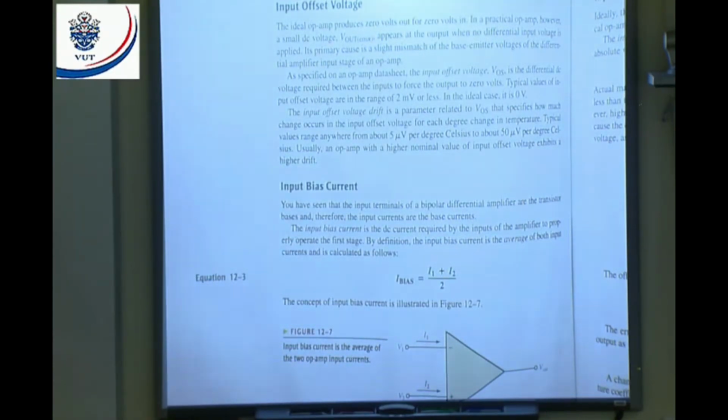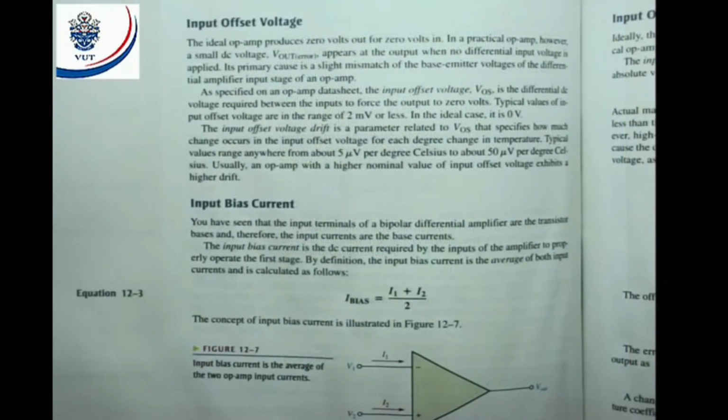They state the ideal op-amp produces 0 volts out for 0 volts in. In a practical op-amp, however, a small DC voltage, V out error, appears at the output when no differential input voltage is applied. Its primary cause is a slight mismatch of the base emitter voltages of the differential amplifier input stage of the op-amp. As specified in the op-amp datasheet, the input offset voltage, VOS, is a differential DC voltage required between the inputs to force the output to 0 volts.